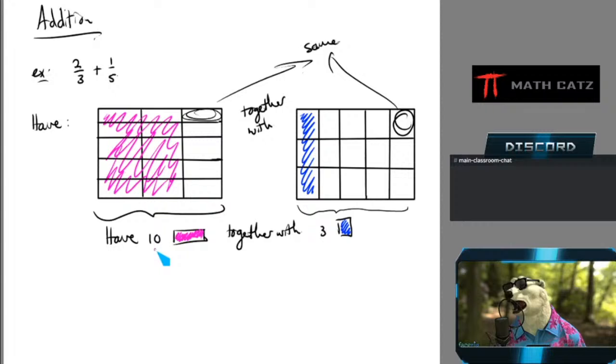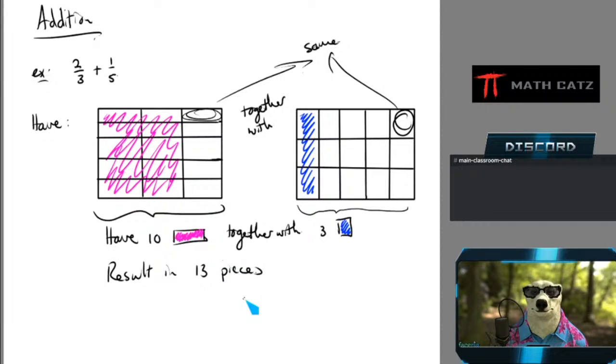So I have 10 and 3. So let's say our result is 13 pieces. So in our first attempt, which there's nothing wrong with, it might raise a question why these pieces don't look the same immediately. Okay, so let's keep that in mind.